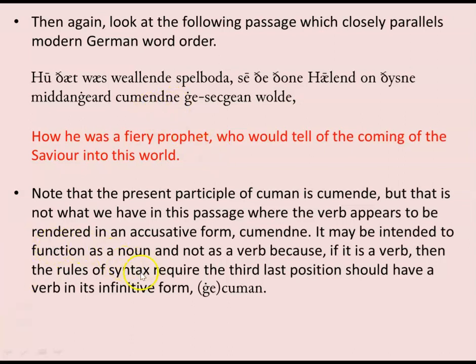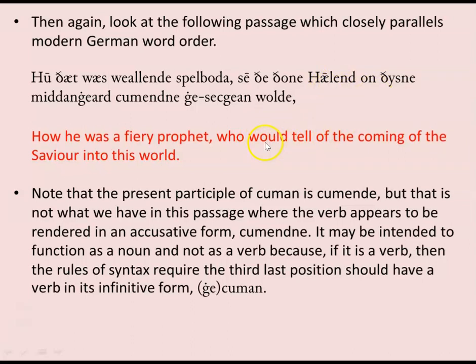It may be intended to function as a noun and not as a verb, because if it is a verb, then the rules of syntax require that the third last position should have a verb in its infinitive form, either yekummen or kummen. But we don't have that. What we have here is the present participle. So maybe it's intended as a noun object, accusative noun. But either way, we have the conjugated verb would. See in the second subclause here, say there is who, von a Haaland, okay, the Saviour, who would.